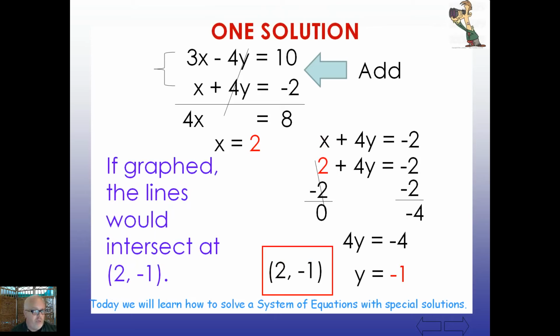So if you graph these two lines, where would they intersect? Well, these two lines graphed would intersect at (2, -1). So if you had a coordinate plane, it would be over 2, down 1, and sure enough, those two lines would cross right there.